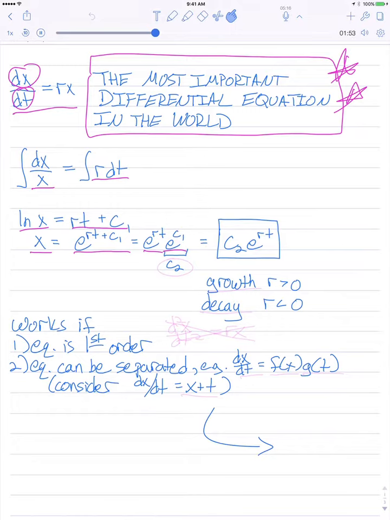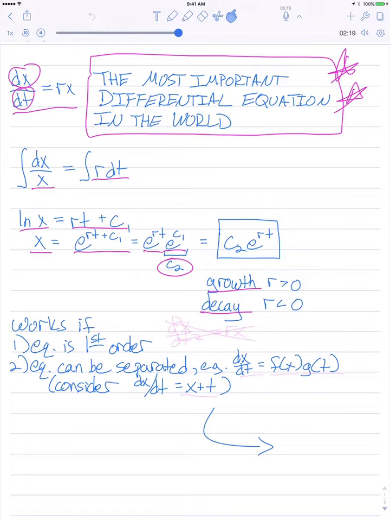Since c1 is an arbitrary constant, e to the c1 is an arbitrary constant, so I'm going to give it a new name. I'm going to call it c2. So my solution is c2 e to the rt. This is an exponential function. It describes growth if r is positive, decay if r is negative, and I'll emphasize this again. The solution to the most important differential equation in the world is a growing or decaying exponential.